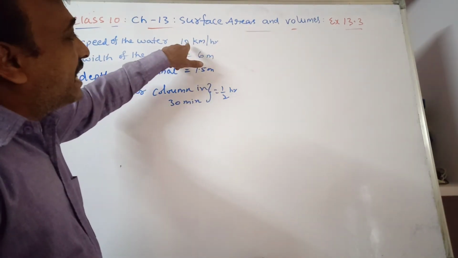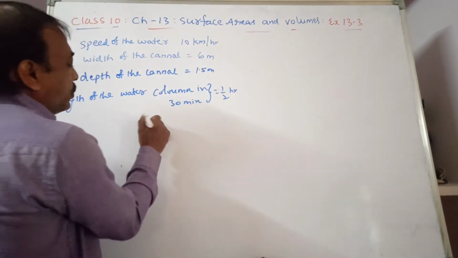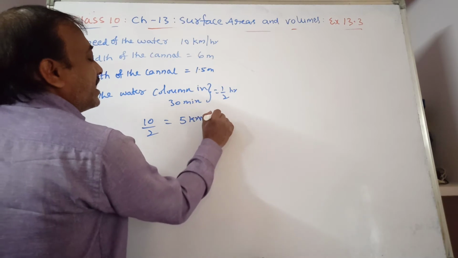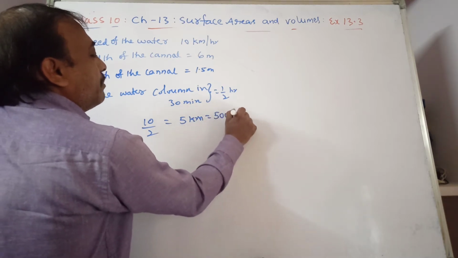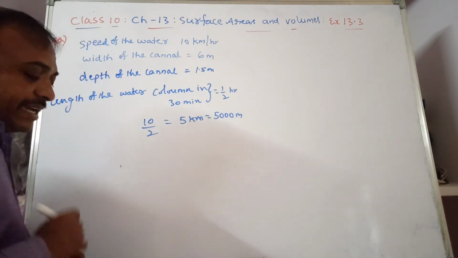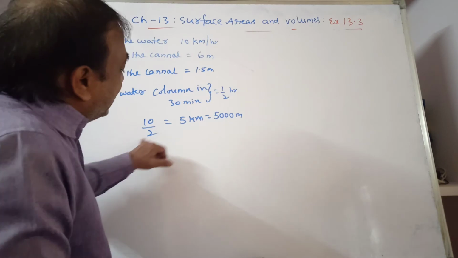The water is traveling 10 kilometers in 1 hour, 10 kilometers per hour. Half an hour means 10 by 2, which is equal to 5 kilometers, that you can convert into 5000 meters. 5000 meters is the length of the water in 30 minutes. This is the volume of the water in 30 minutes.